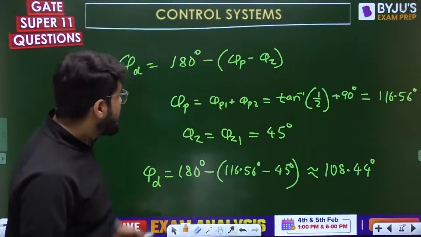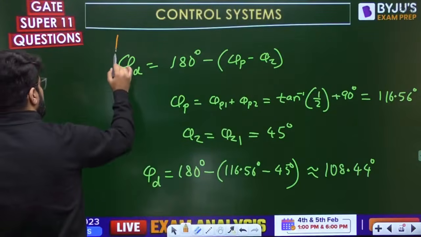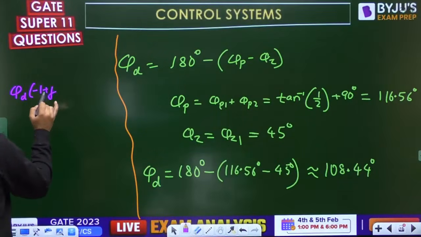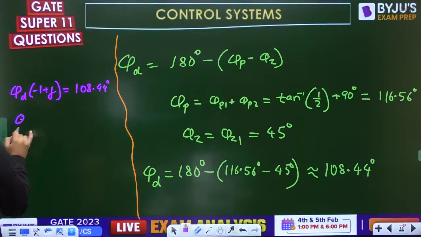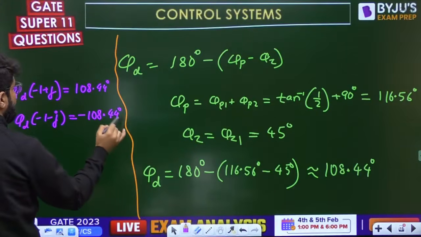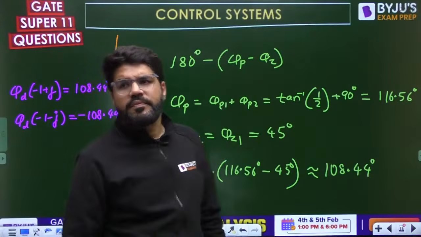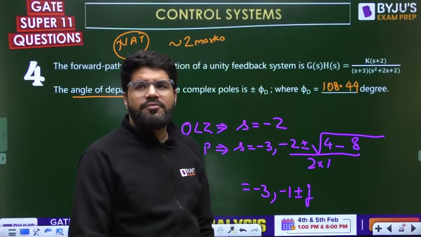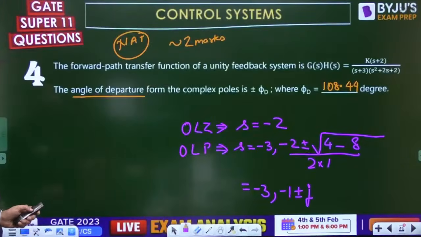Plus or minus. Why plus or minus? Because we know that the angle of departure we have calculated right now for the -1 plus j pole is 108.44 degrees. So what is the angle of departure for its conjugate pole? That will be only changed in sign but the same magnitude, so -108.44. It's asked in degrees, so keep it in degrees only, Ravi. Yes Ashok, correct answer. So the angles of departure are plus or minus 108.44. Done. That is the angle of departure, hence calculated.